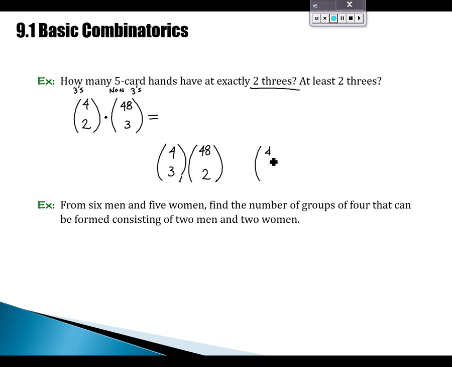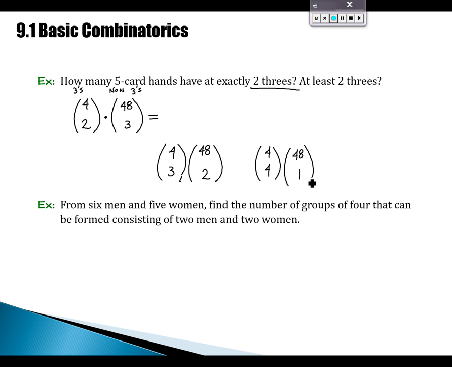Yeah, four choose four, that is from the pile of four threes, choose all of them. And then 48 choose one, right? Now, why am I asking you this? Why are those interesting calculations? What are we supposed to do again? Oh yeah, that's right. We're supposed to figure out how many ways there are to get a hand of five cards with at least two threes.